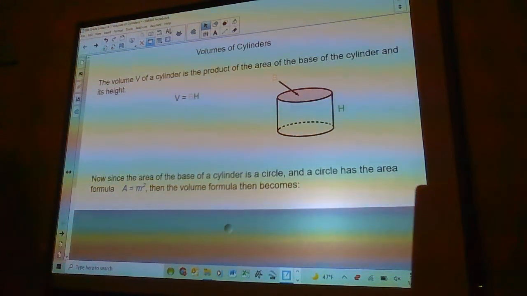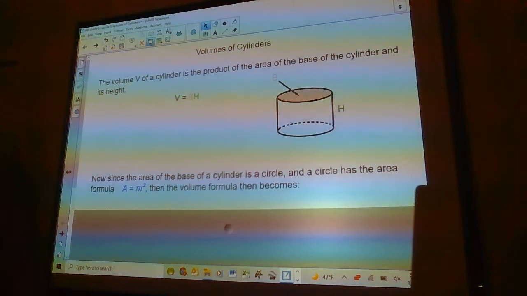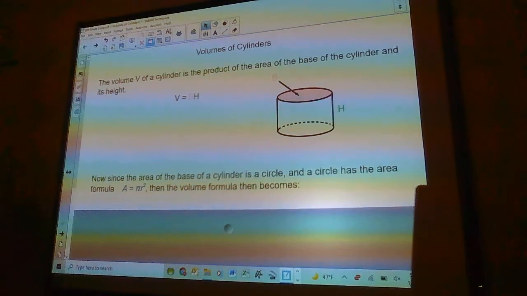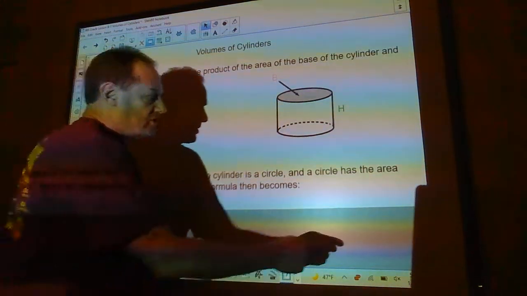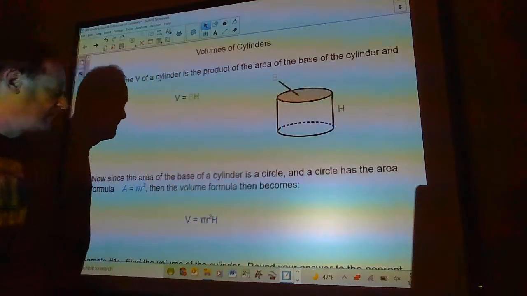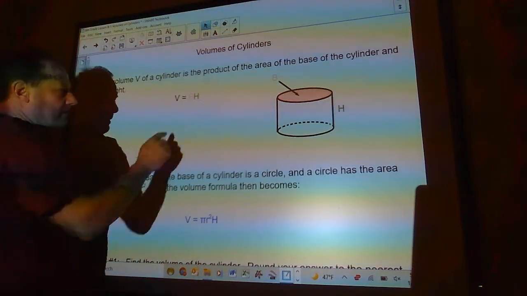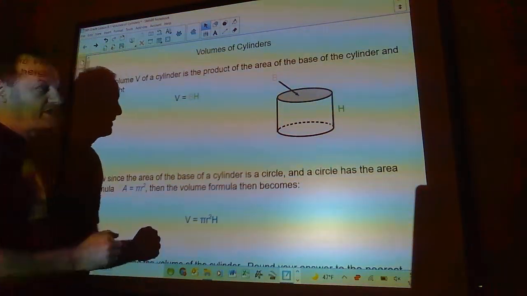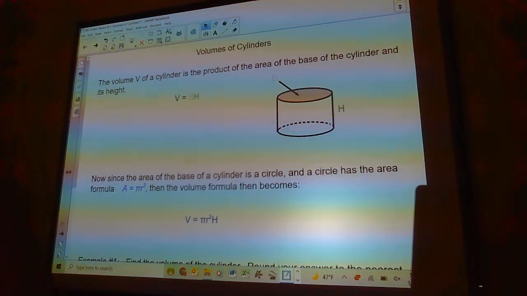So since the area of the base of the cylinder is a circle, and the circle has the area formula, area equals pi r squared, okay? So we can change the formula that we had here. We can take the B out for base and we can put pi r squared in its place, because pi r squared is the area of the base.